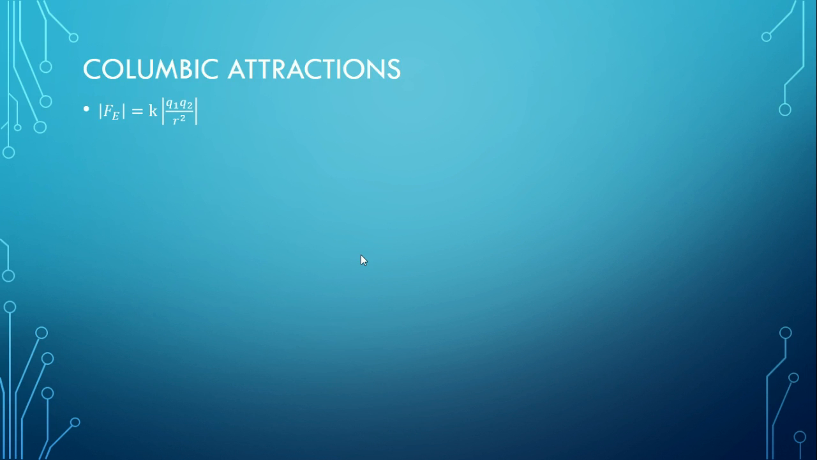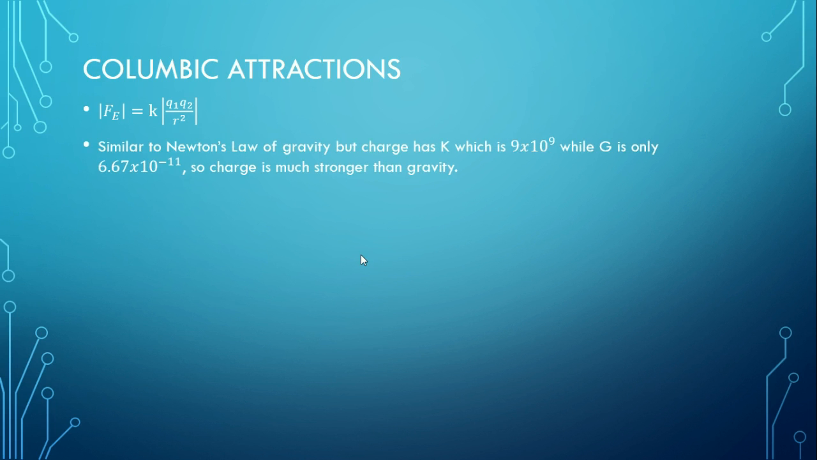Pretty much this is the formula. The force of the attraction is K times Q1 Q2 over R squared. So similar to Newton's law of gravity. This is very similar, but charge has K, which is the electrical constant, and it equals 9 times 10 to the ninth, while big G, the gravitational constant of the universe, is only 6.67 times 10 to the negative 11th.